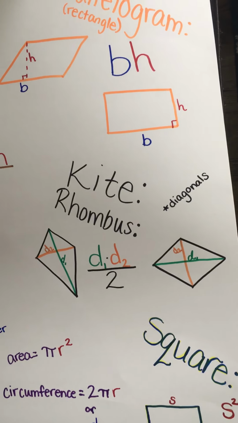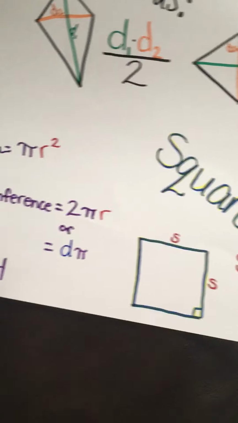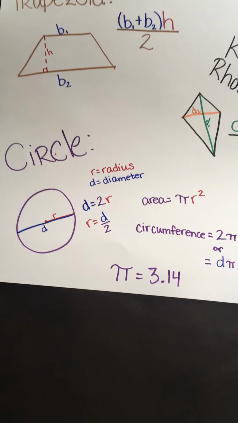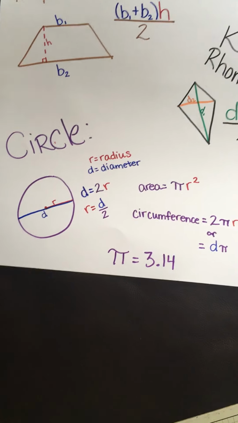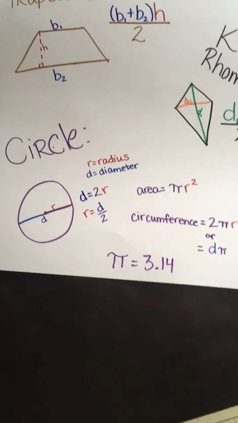The last one you may have hit last week was a square. The area for a square is just going to be side squared. For the perimeter of all of these shapes, you just add up the sides around it. The circle is the only one that is different. Here's our circle in purple. We're going to get to circles in the next video, and I'm going to go through that in depth.